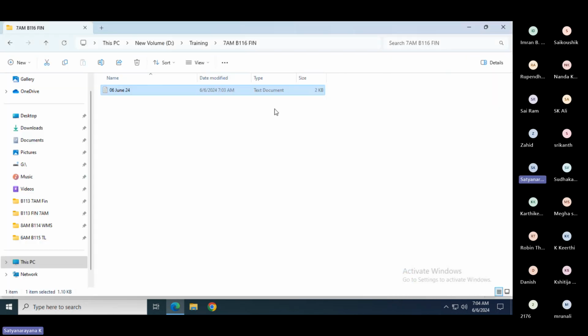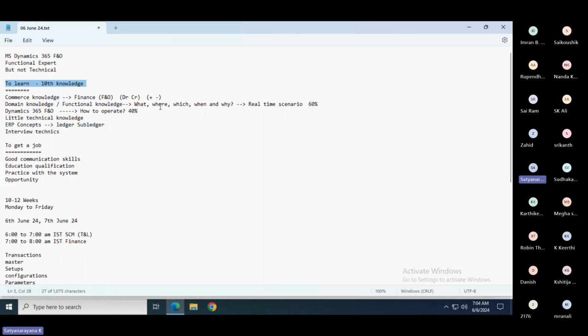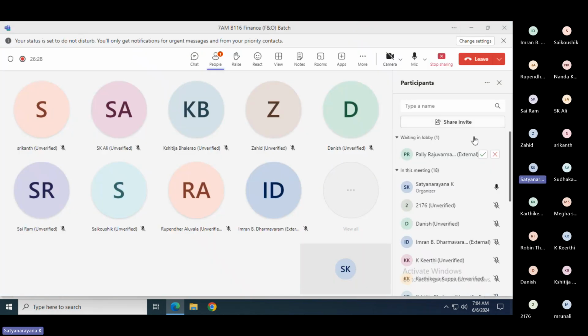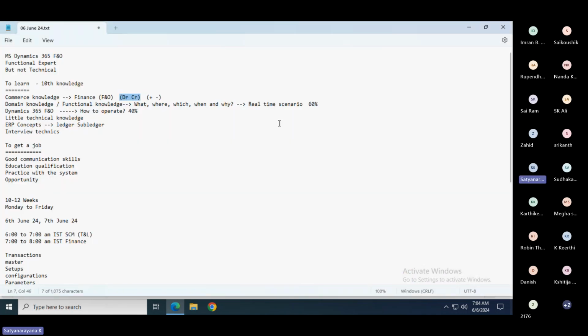If you want to learn finance, if you know plus and minus, the difference, that is enough. I can teach you the difference between debit and credit. What is the difference between debit and credit? I will teach you. I will teach you all these things.